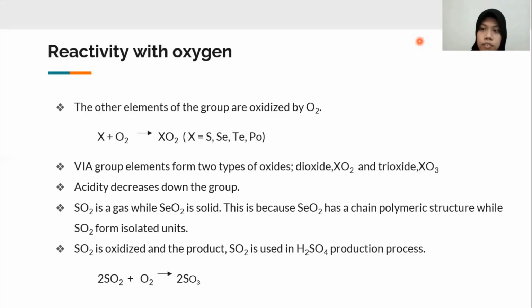As you can see from this chemical reaction, 2 sulfur dioxide will react with oxygen to produce 2 SO3. So this SO3 is used in sulfuric acid production.